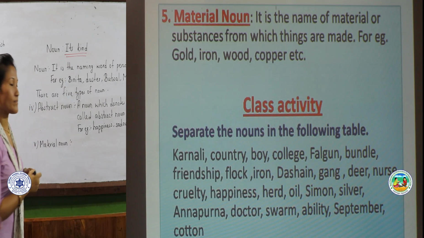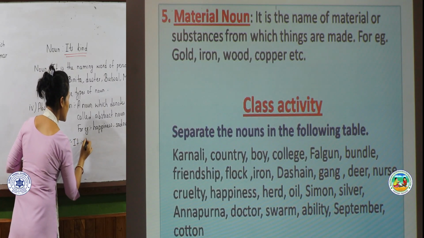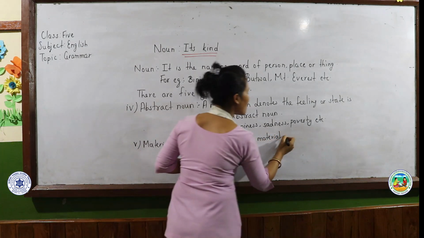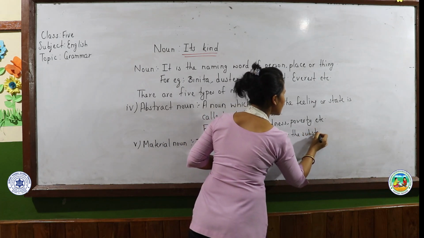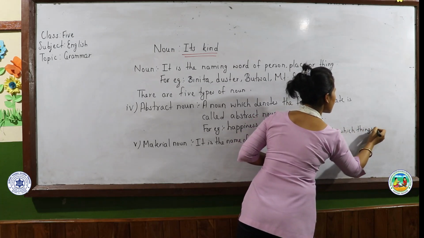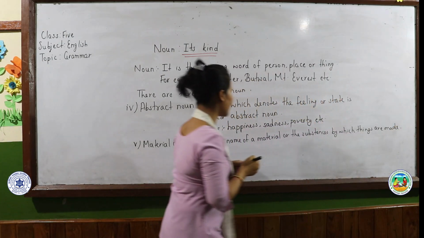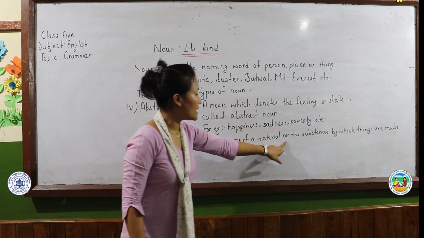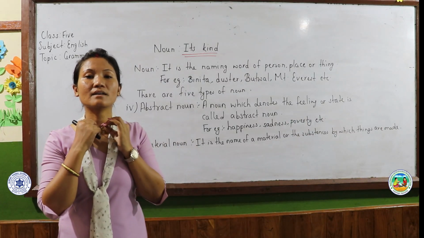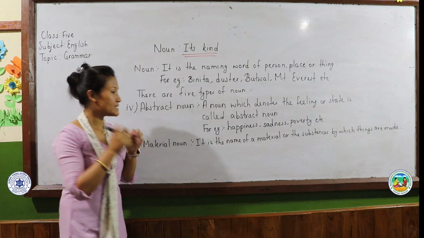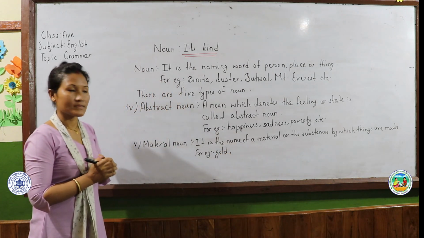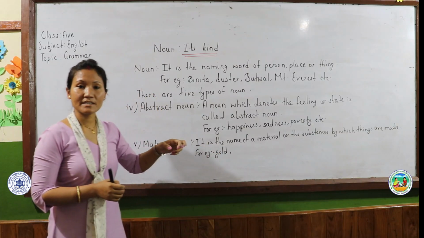Now what is a material noun? It is the name of a material or the substances by which things are made. For example, can you see what is on my neck? This is a chain. What is it made of? It is made of gold. So, gold is a material noun.